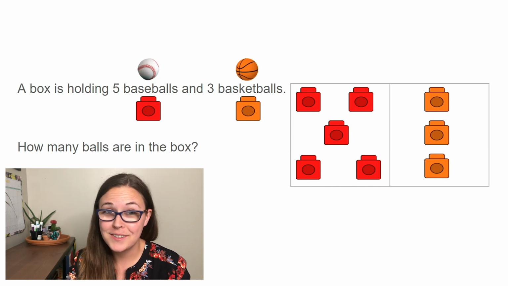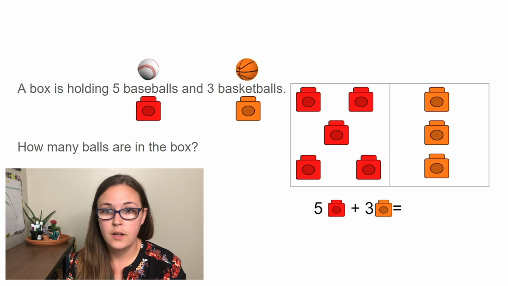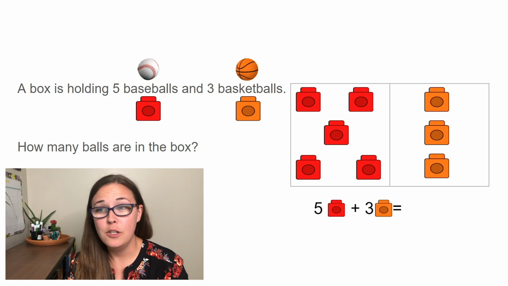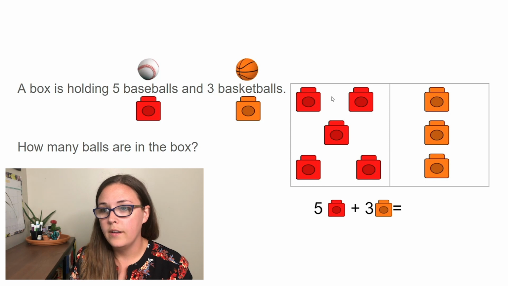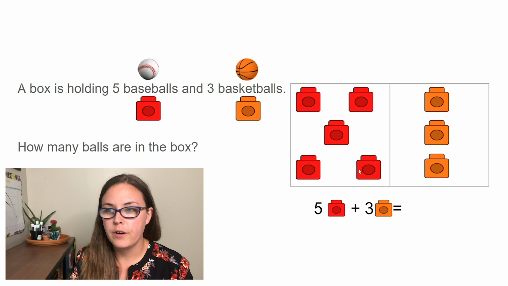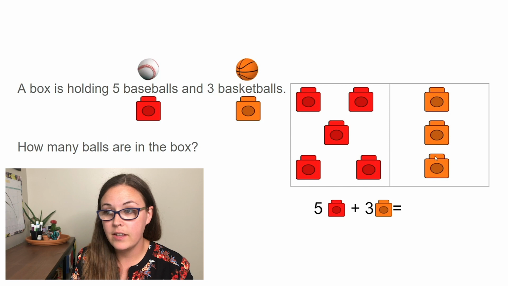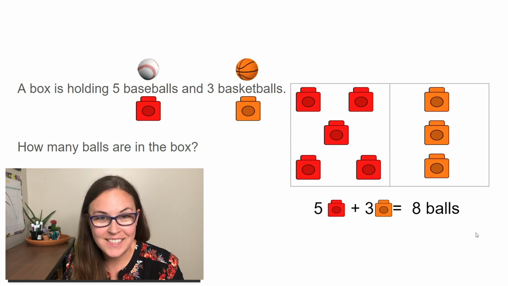I'll show you what mine looks like. Mine says 5 red cubes plus 3 orange cubes equals, well, how many? How many does it equal? Can you count all of the cubes in my part whole map together? 1, 2, 3, 4, 5, 6, 7, 8. There are 8 balls in the box. Did you get it correct?